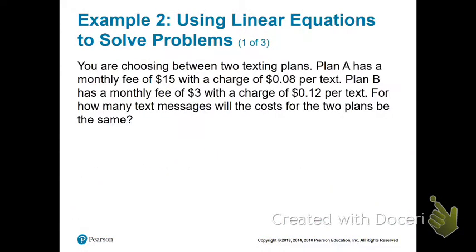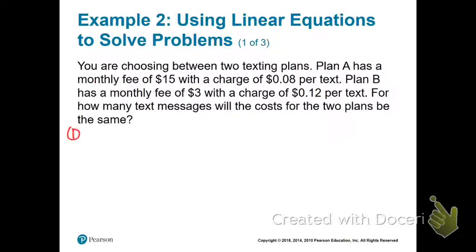All right. So then example 2 here says you're choosing between 2 texting plans. Plan A has a monthly fee of $15 with a charge of 8 cents per text. Plan B has a monthly charge of $3 with a charge of 12 cents per text. For how many text messages will the cost for the 2 plans be the same? Well, we could use that 5-step plan, so let's go ahead and just use it. And you've got a slide after this one that's blank as well that you can use.